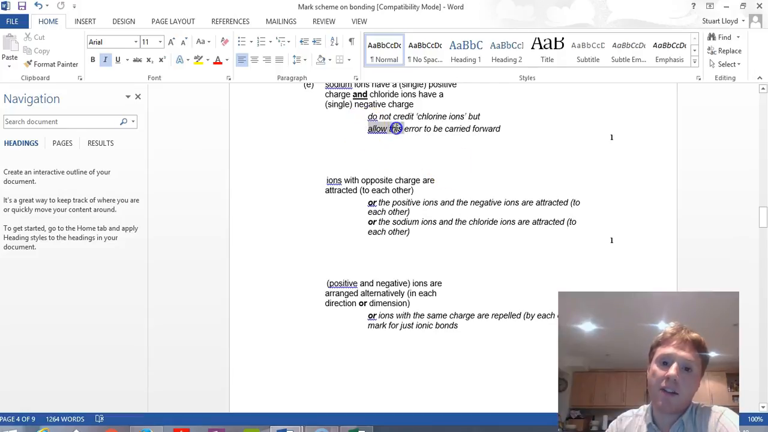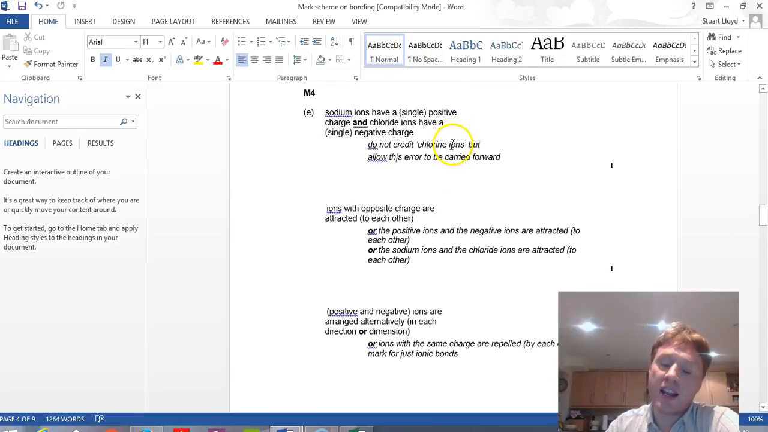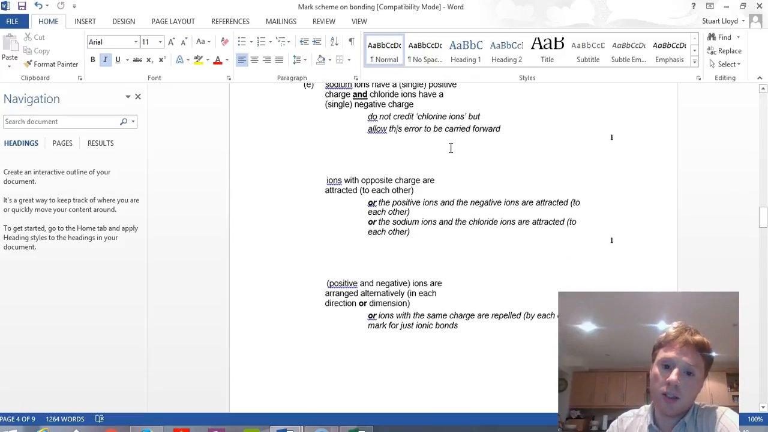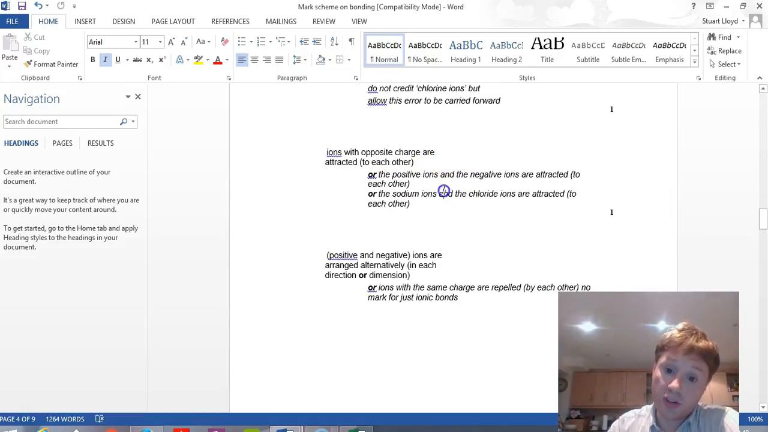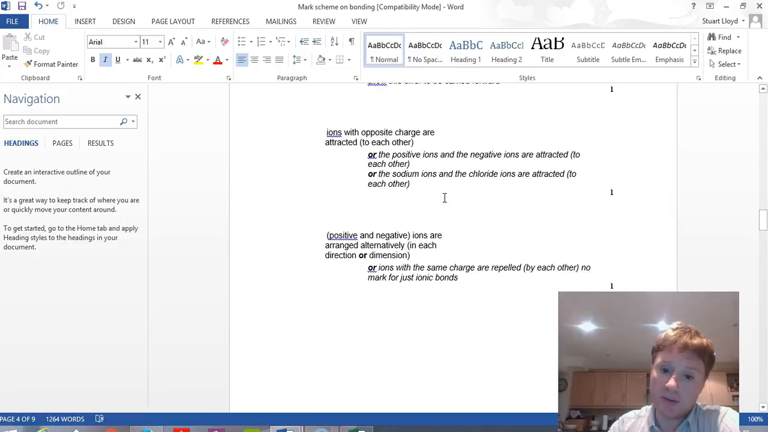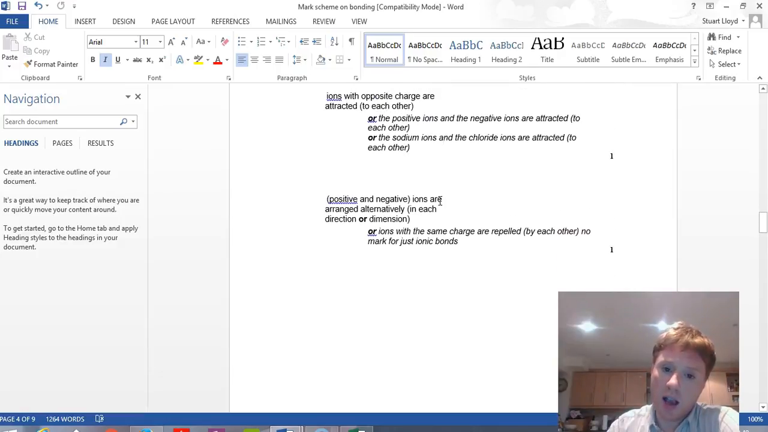What the arrow carried forward means is, if you say chlorine ions all the time, you'll only lose the mark once. So if you talk about chlorine ions here, and then chlorine ions in the next one, you'll only lose 1 mark. Ions with opposite charges are attracted, or positive and negatives are attracted, or the sodium and chloride ions are attracted. So there you go.